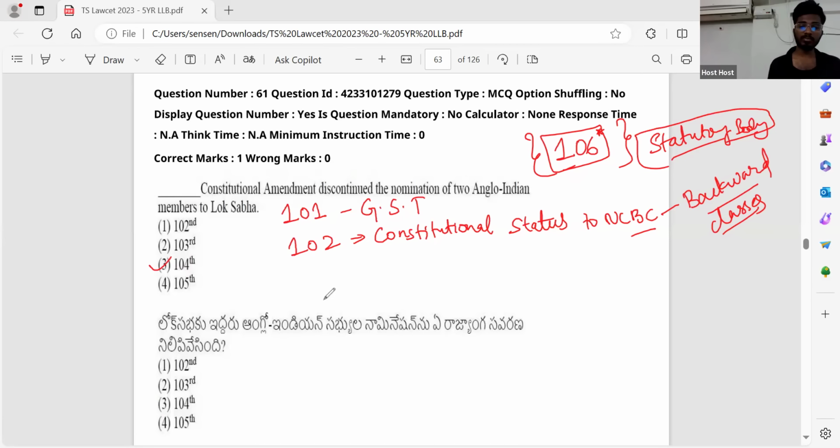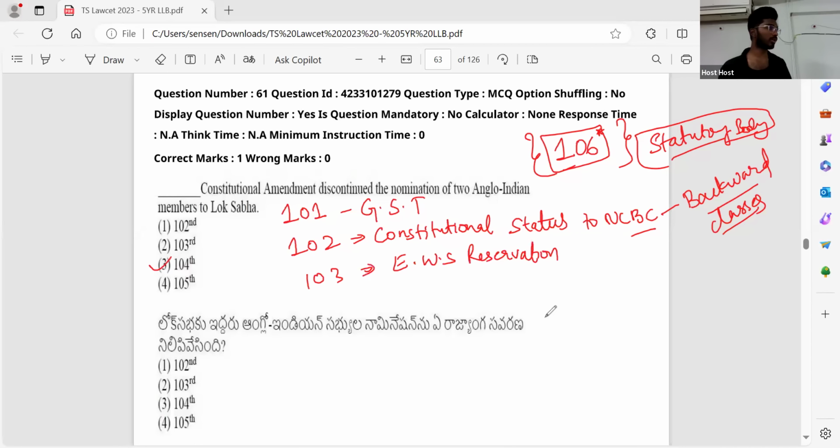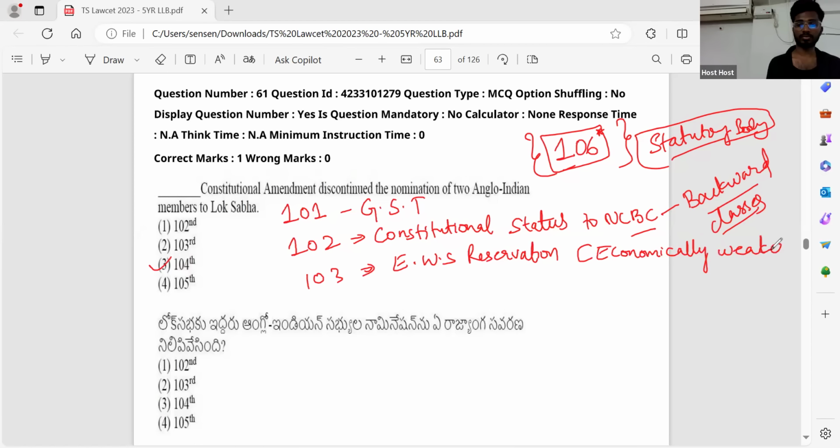Okay. Next comes 103rd amendment. 103rd amendment has provided for EWS reservation. What is the meaning of EWS? EWS means economically weaker sections.